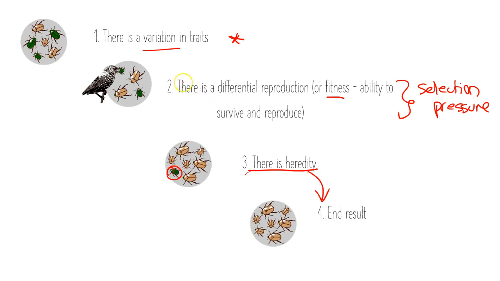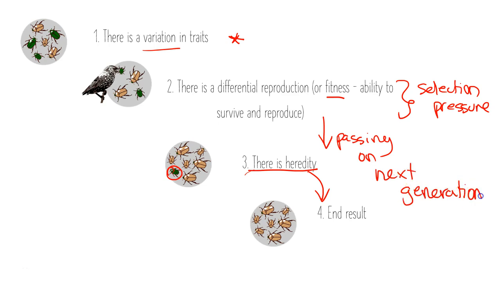So we have variation, selection via natural selection due to fitness, and then the passing on of those traits through generations. Because without the passing on to the next generation, we're not going to see those mutations altering our population. And they're the steps that we look at in terms of variation and natural selection.